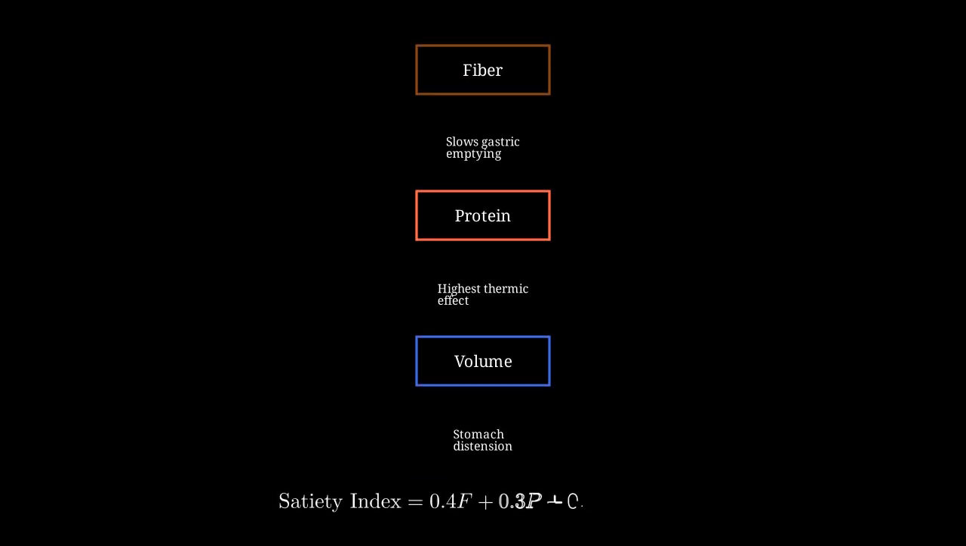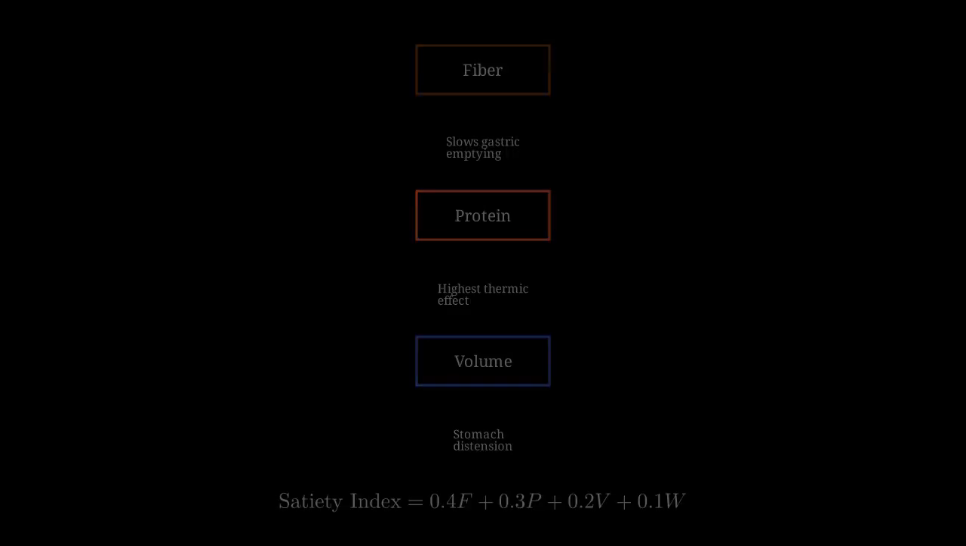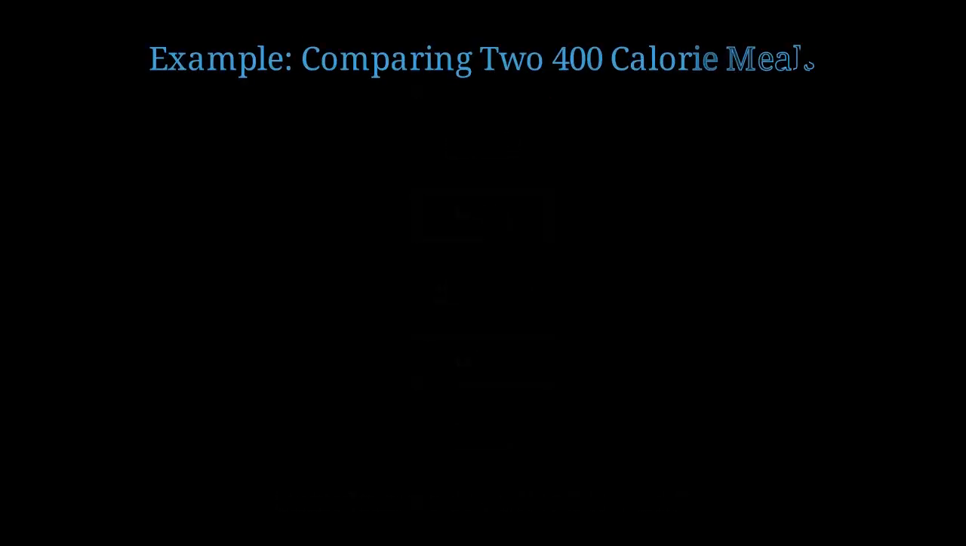The AI calculates a satiety index using this formula: 0.4 times fiber grams plus 0.3 times protein grams plus 0.2 times volume in milliliters plus 0.1 times water content. Foods with higher satiety indices keep you full longer per calorie. Let me show you a dramatic example comparing two 400-calorie meals with very different satiety profiles.